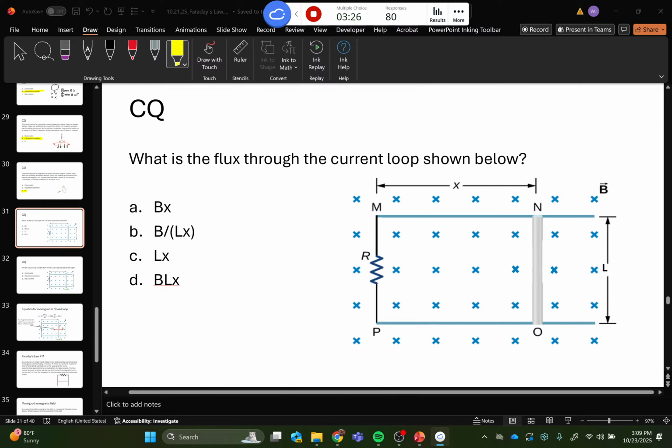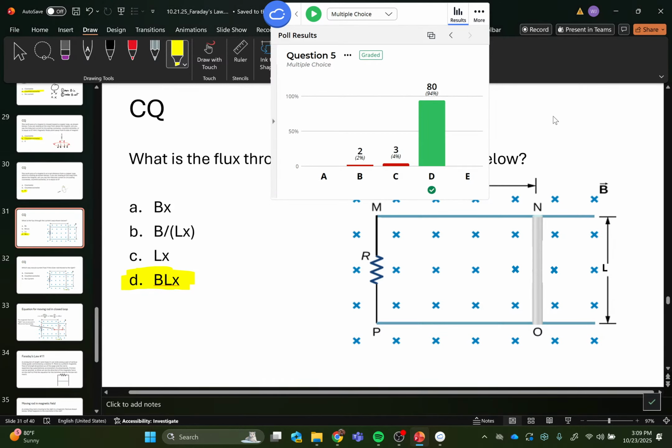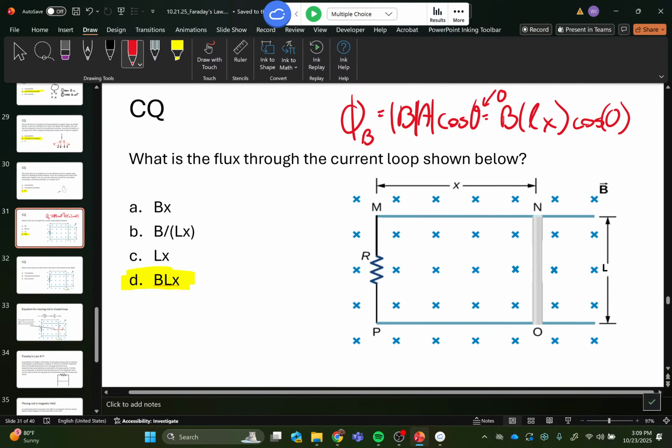All right, 5 seconds. I think y'all got this. 5, 4, 3, 2, 1. So the whole point of this is we're deriving something. Hopefully you got it. Flux is B times A times cosine theta. B is B, A is L times X. The angle here is 0 because the area vector points into the page or out of the page. Pick your favorite. So we'll just pick the 0 one because it's nicer, and there you go.